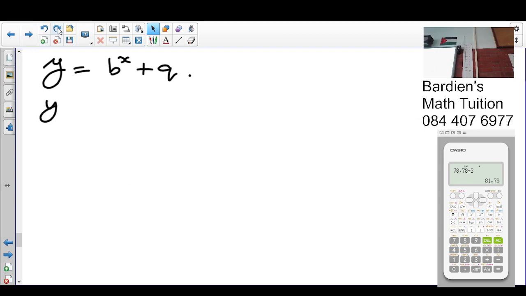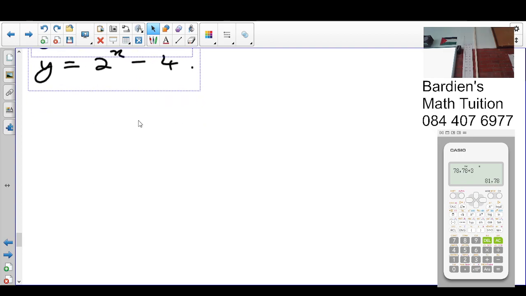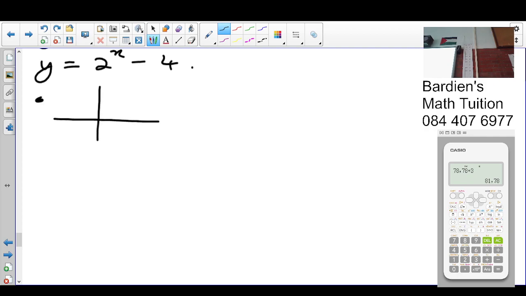Y is equal to 2 to the x minus 4. How do I know it's an exponential graph? That's number one. The variable, the x, is in the exponent. Okay, nice. You guys are showing some promise, no? You're showing that you know what's going on. Is this an increasing or decreasing graph? Increasing. Why? The b value is positive. It will always be positive. It will be more than 1. So it's increasing.